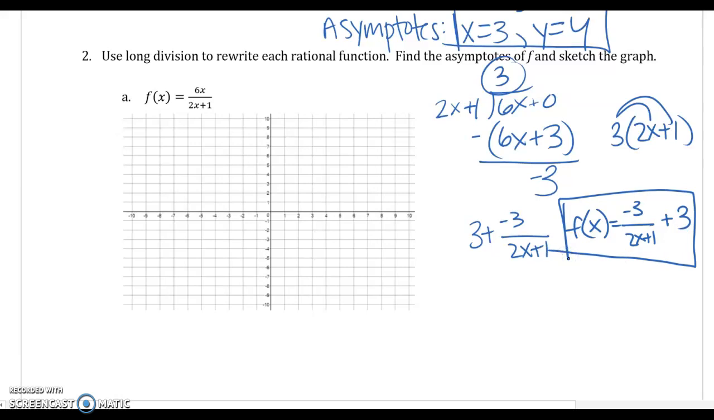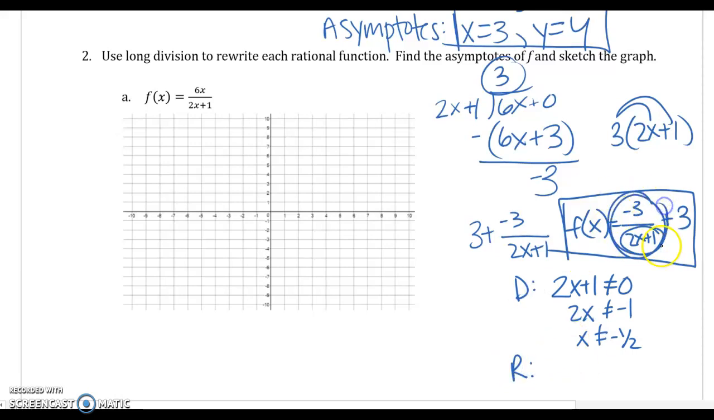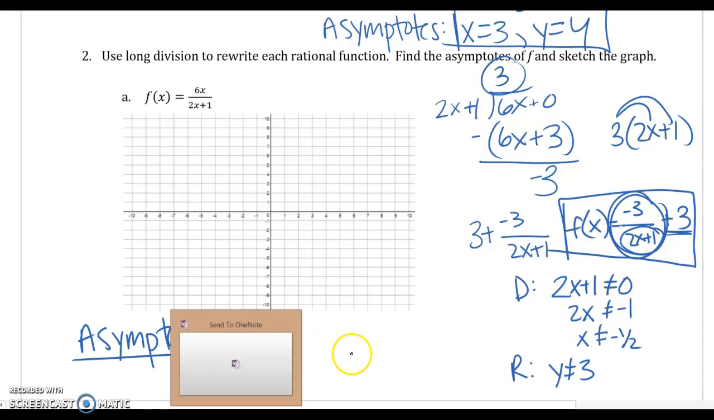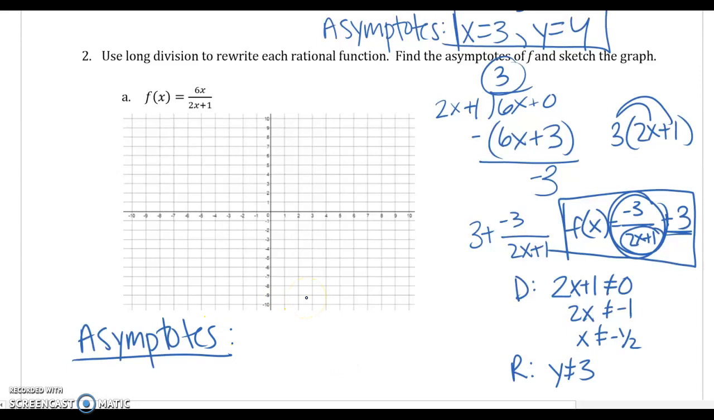And now asymptotes from here. So first of all, that denominator can't be 0. I guess domain first of all. So 2x plus 1 can't be 0. 2x can't be negative 1. X can't be negative 1/2. Okay, so that's our domain. For our range, we know this whole term can't be 0. So f of x can't be 3, or y can't be 3. Our asymptotes are just flipping those around, because remember, the domain and range are what values x and y can't be, and the asymptotes are what they can't cross.